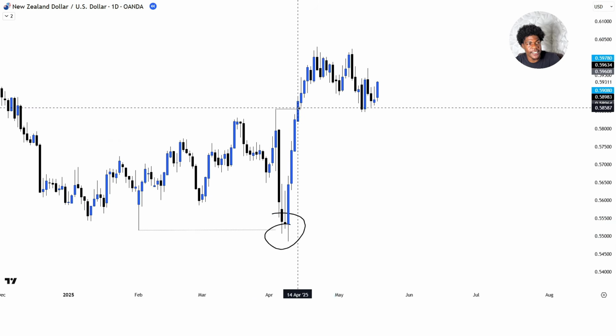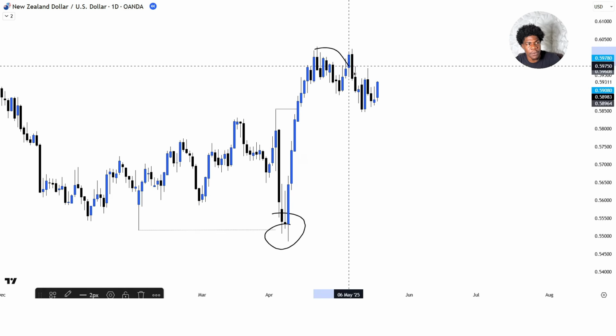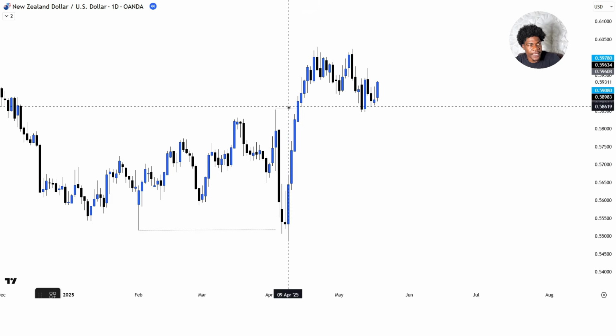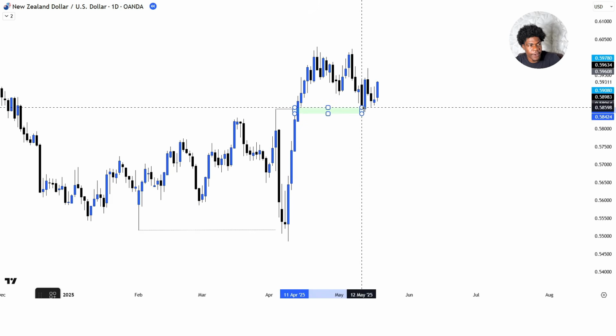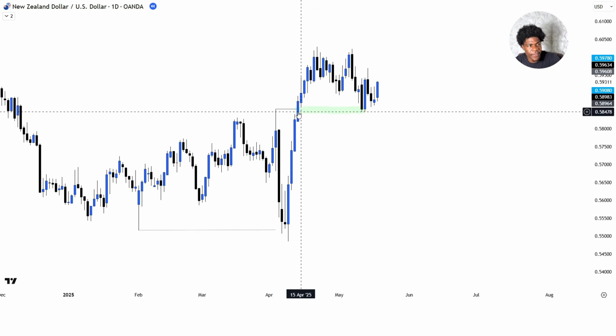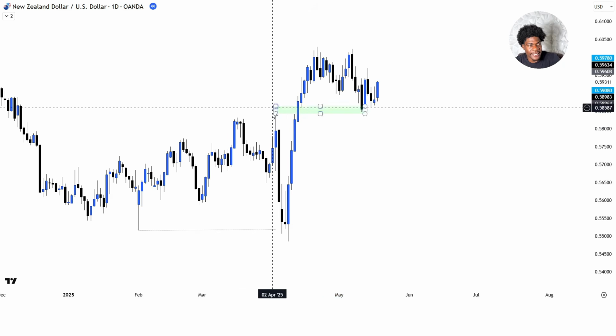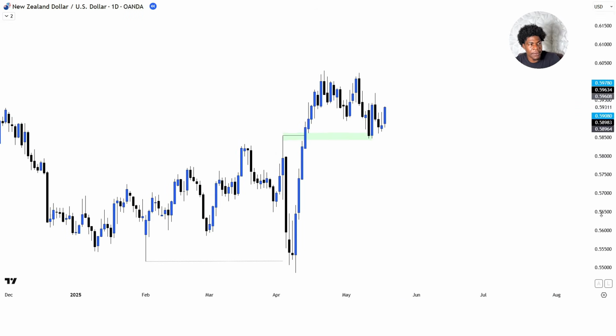Now on the daily time frames, what can we see? We see price pull back and mitigate this daily fair value gap. As you can see right here, this daily fair value gap is aligned with this broken old high. This makes this zone a high probable zone.